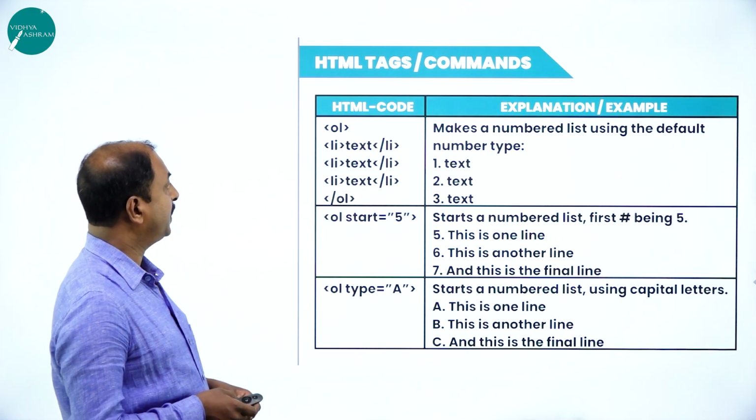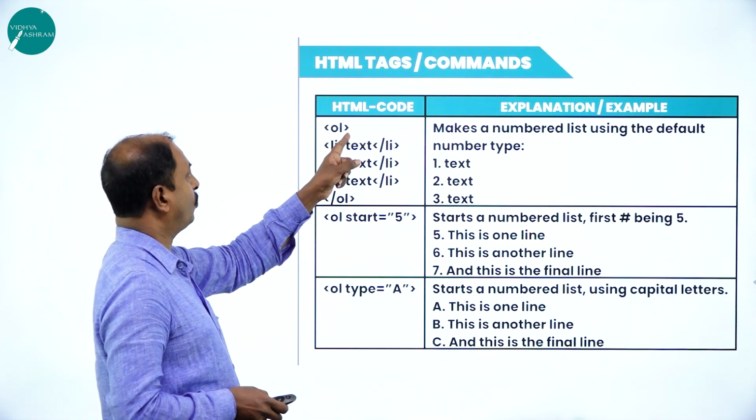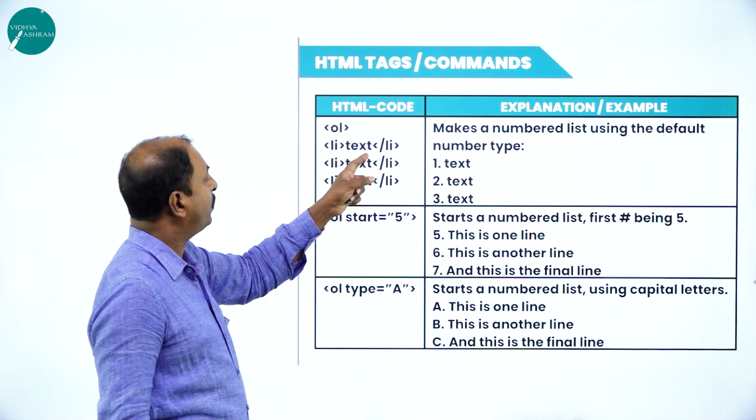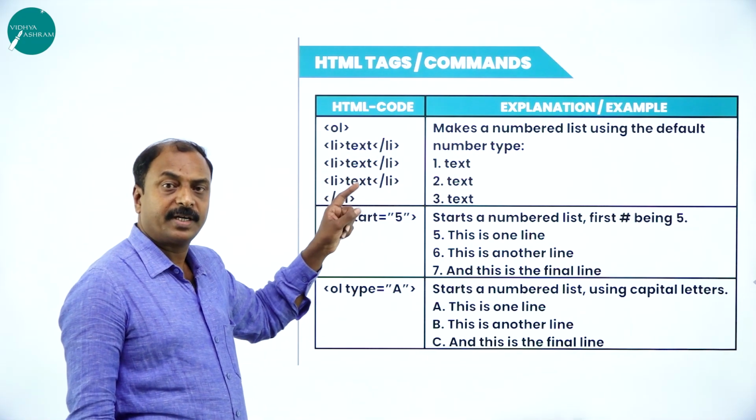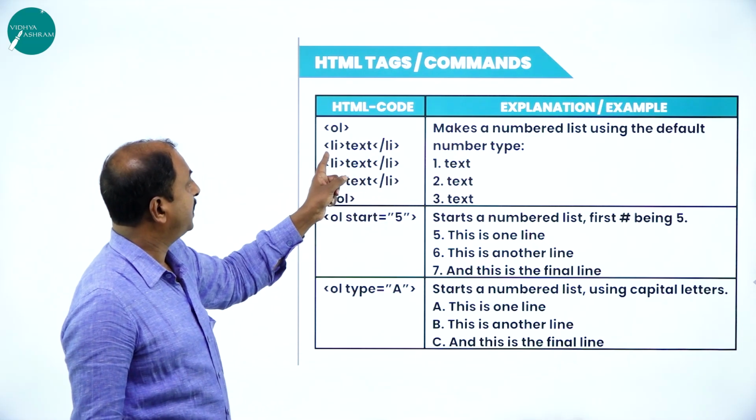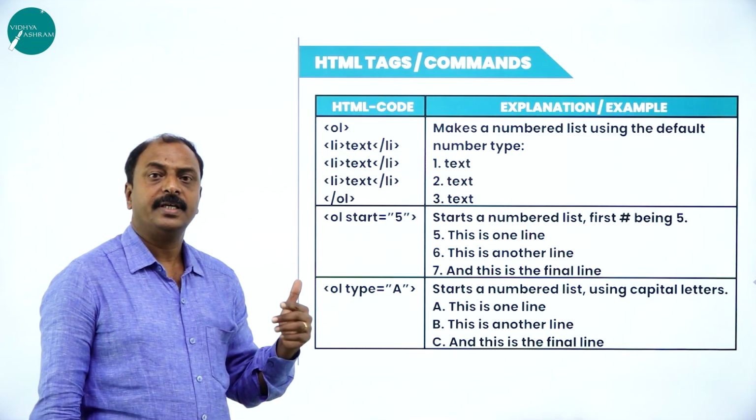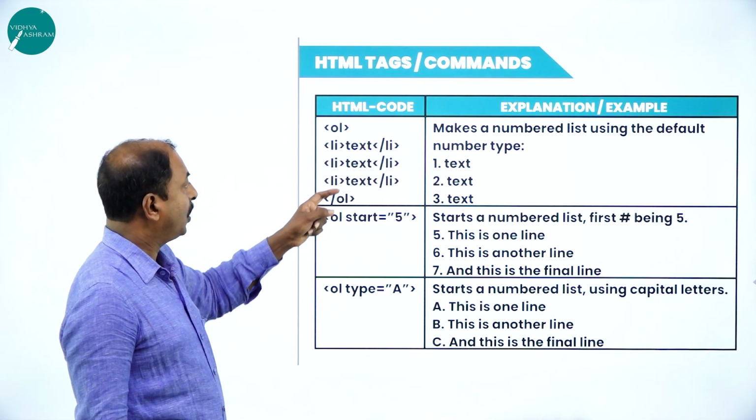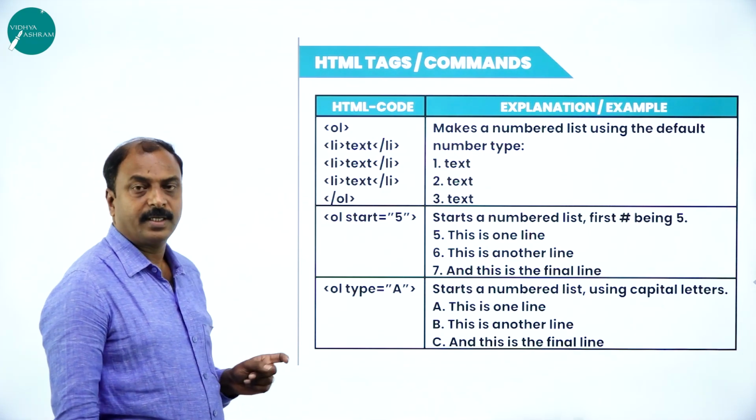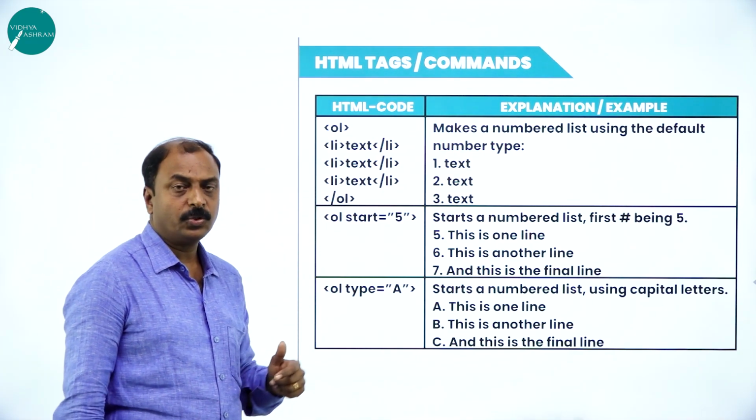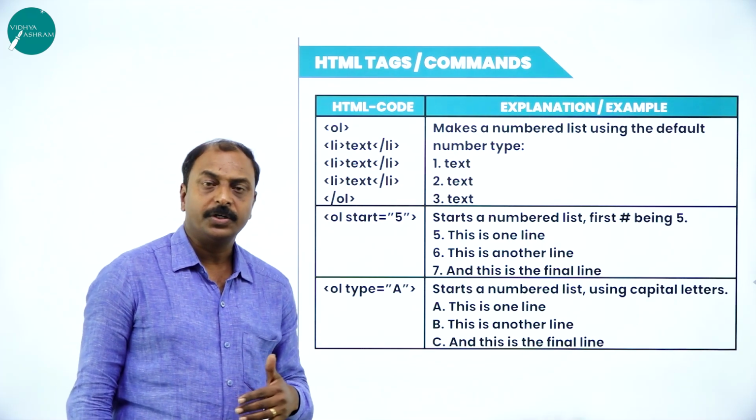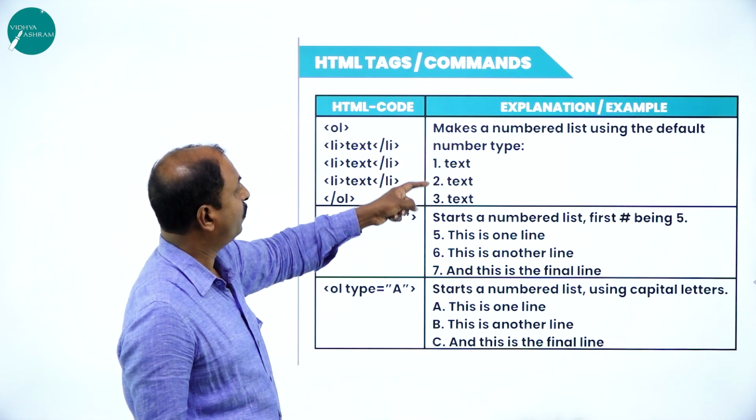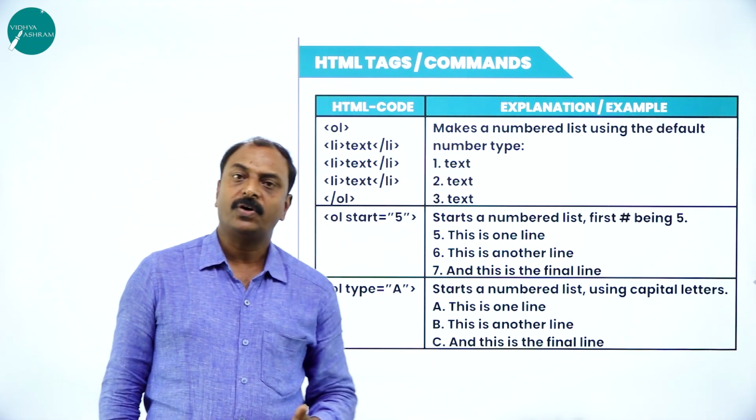So, look at this example. In this example, OL is the open tag, and li is the list item with the text here, and we can have a number of items in a list. The li tag is a paired tag. Once it is open, it has to be closed. And after this, we have to close the OL tag. So, this is one type of number list. This is the default. By default, if you write like this, the list is generated with the serial numbers 1, 2, 3. So, this is the default number list.